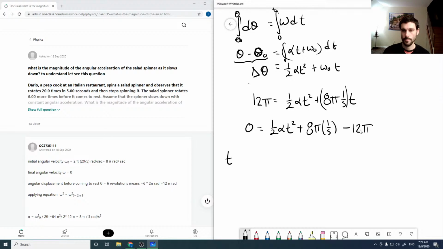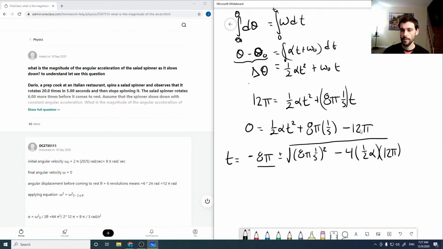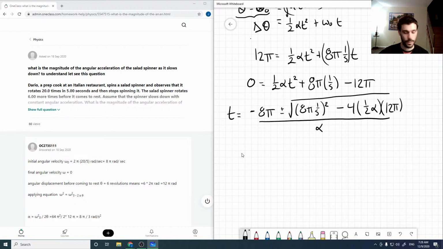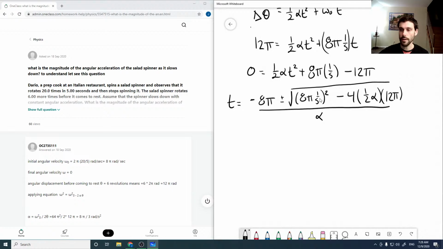Okay, so then our t is minus 8 pi plus or minus the square root of 8 pi squared minus 4 times 1/2 alpha times 12 pi, all square rooted, over 2a, so just alpha. And so we can't really solve this because we don't know what alpha is, but we can make some simplifications here. So I'm going to take out 8 squared.